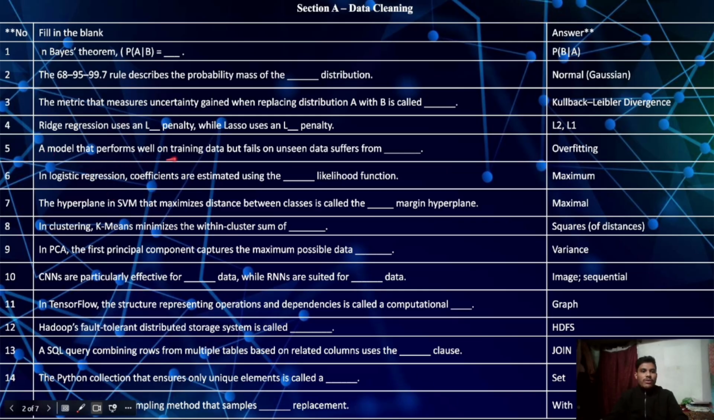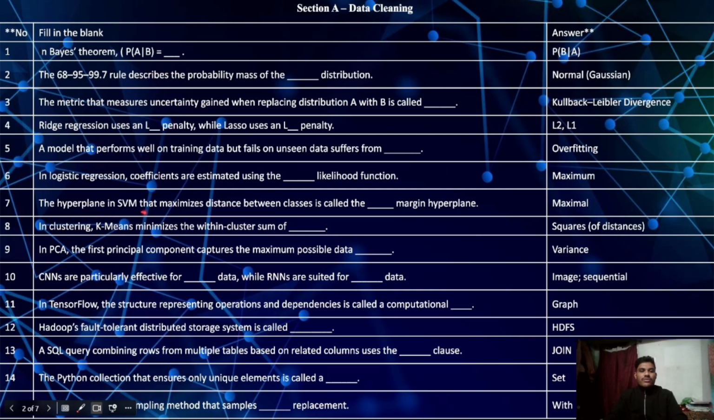Now, a model that performs well on training data but fails on unseen data suffers from overfitting. Overfitted models memorize training data but fail to generalize. Now, in logistic regression, coefficients are estimated using the dash likelihood function, so its answer is maximum. Logistic regression estimates parameters by maximizing the likelihood.